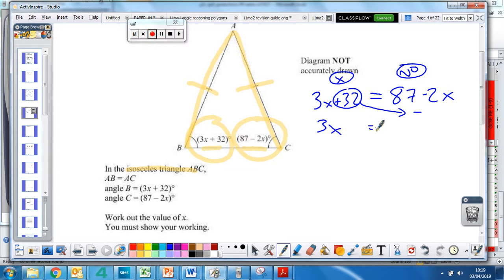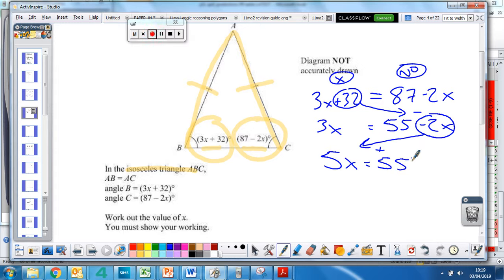3x equals 87, take 32, type it in your calculator, says 55 minus 2x. Okay, x is on the left, happy for the moment. Over on the right, numbers, happy with the 55. Don't like the minus 2x being on the right. Bring it over to the left where it becomes plus 2x. We now have 5x equals 55. This is the penultimate line.